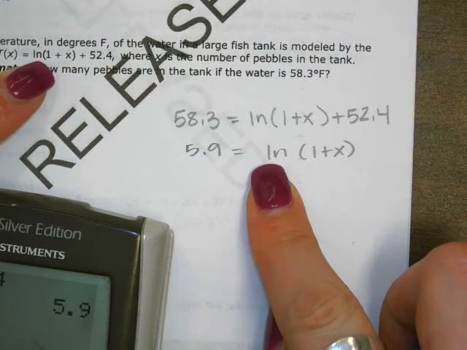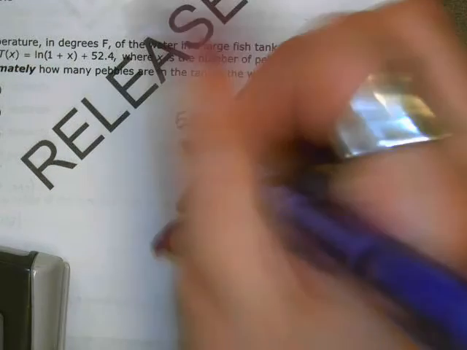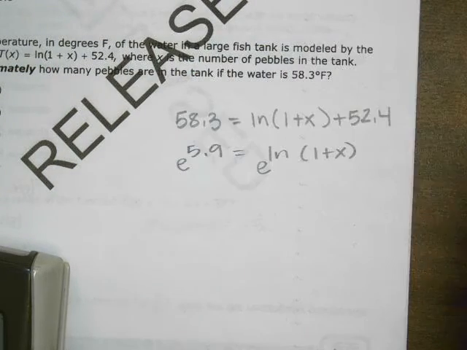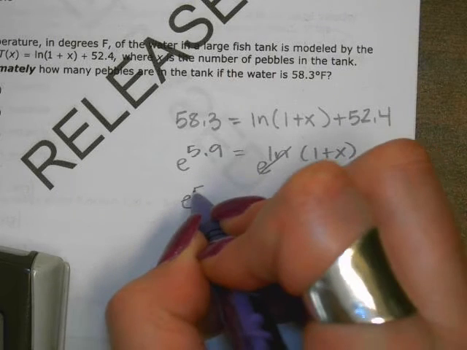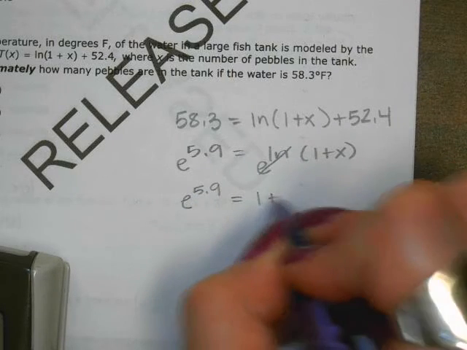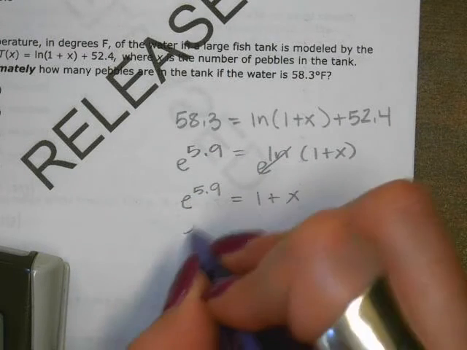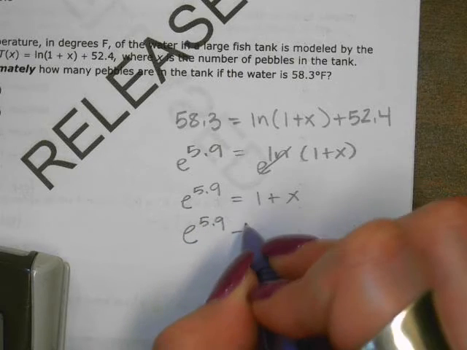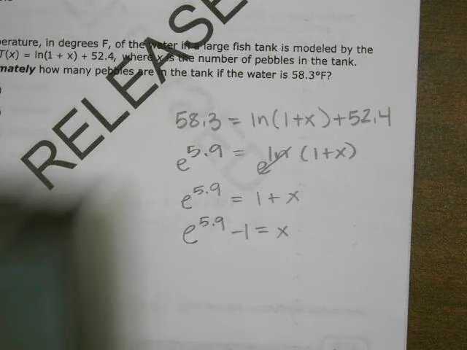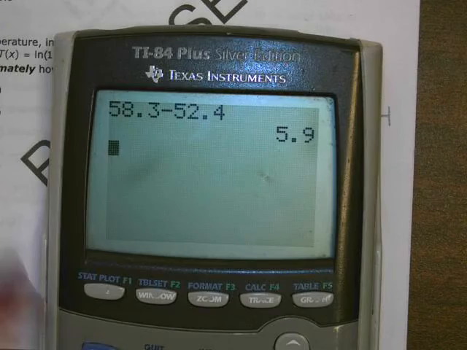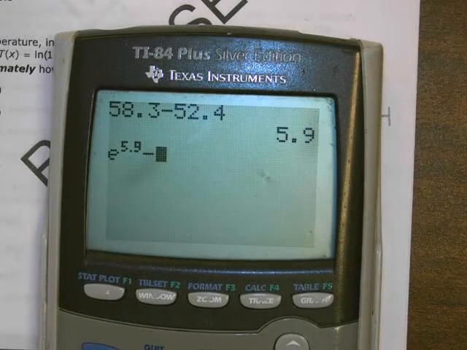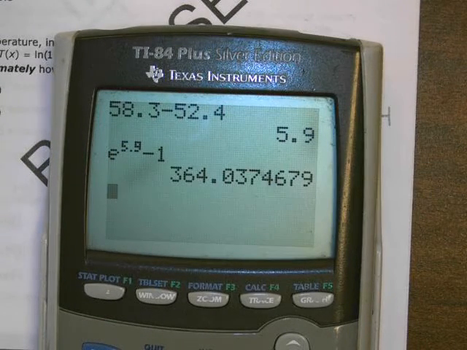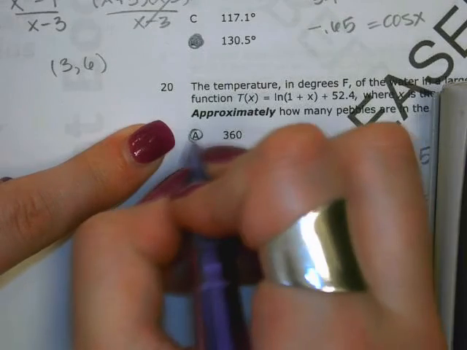And next, to get rid of the ln, I have to do a base of e on each side. So I have e to the 5.9 equals 1 plus x, and then I can go ahead and subtract 1. So e to the 5.9 minus 1, 364, so about 360. So the answer is A.